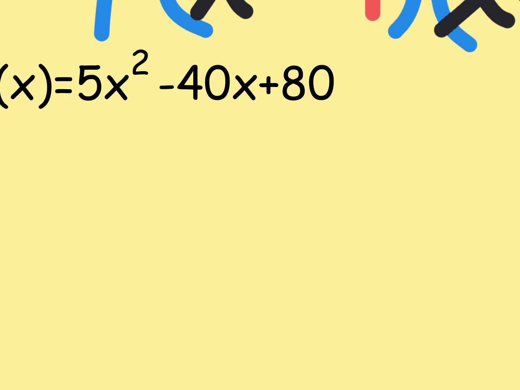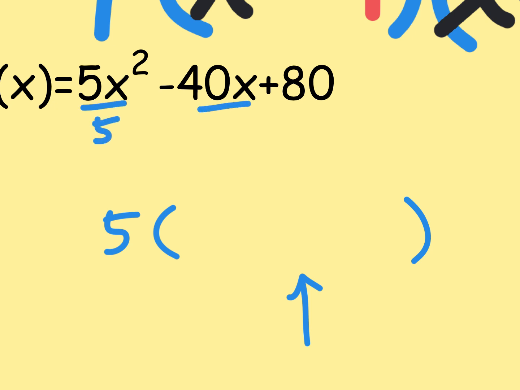I can write it too. It's 5x squared minus 40x plus 80. Sadie, what did you factor out of everything? 5. What did you do? Or actually, you might not have even done it, but what could you do to figure out what to put in here? Divide everything by 5. That's what you do to figure out what goes in here.